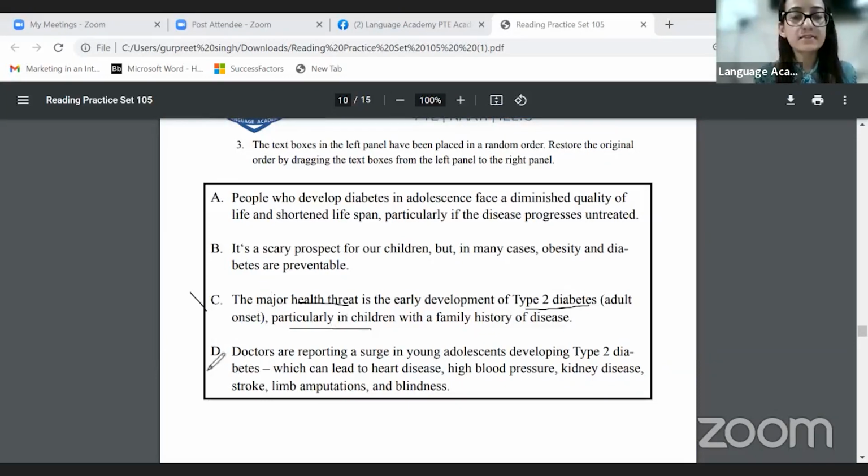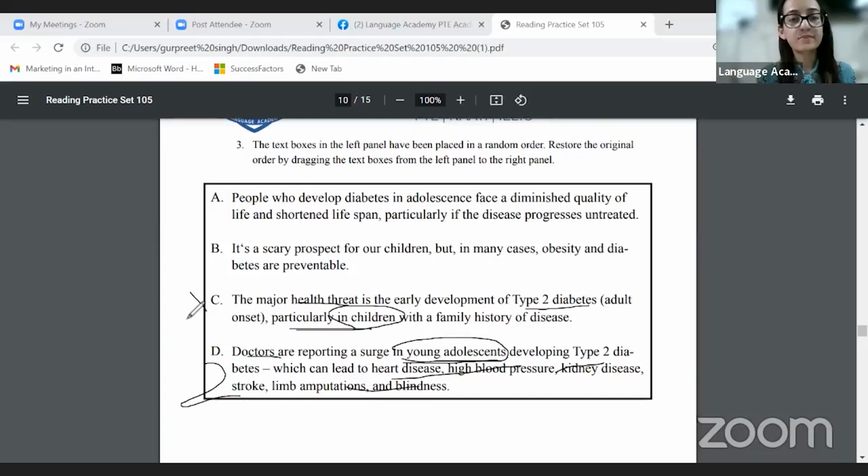So the second sentence is D, because here they say doctors are reporting a surge in young adolescents developing type 2 diabetes, which can lead to these diseases. Now, this is a continuation of the first one. You first said we are going to talk about children. Children can be divided into infants, babies, adolescents, young adolescents, and then you are specifying that doctors are reporting a surge in young adolescents developing this disease. So this is a narrowing down.